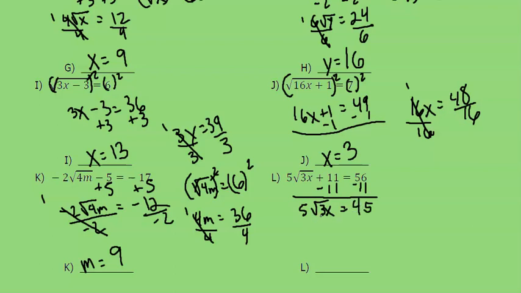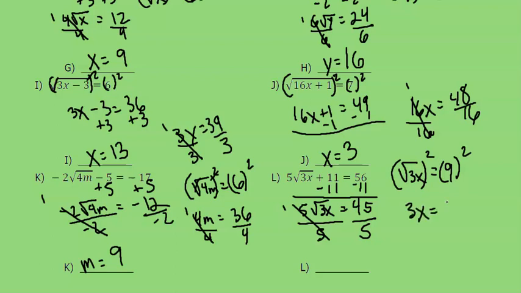So then we have 5 square root 3x equals 45. To continue to isolate that square root, divide each side by 5, and then you get square root 3x equals 9. Exponentiate each side by 2, and then you get 3x equals 81. Divide each side by 3, and then you get your solution, x equals 27.